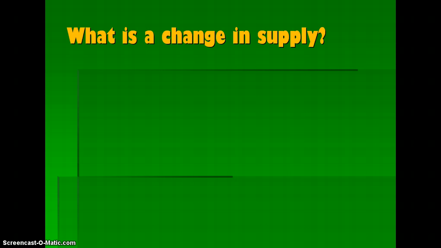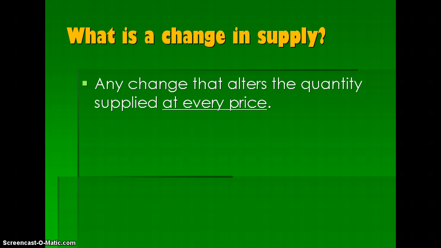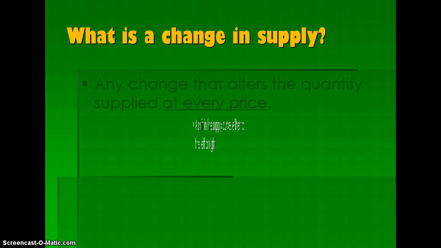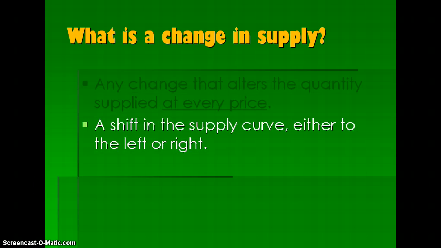First of all, what is a change in supply? We know a change in supply is any change that alters the quantity supplied at every price. A shift in the supply curve goes either to the right or to the left. So a shift moves it to the right or to the left, just like the demand shifters did.